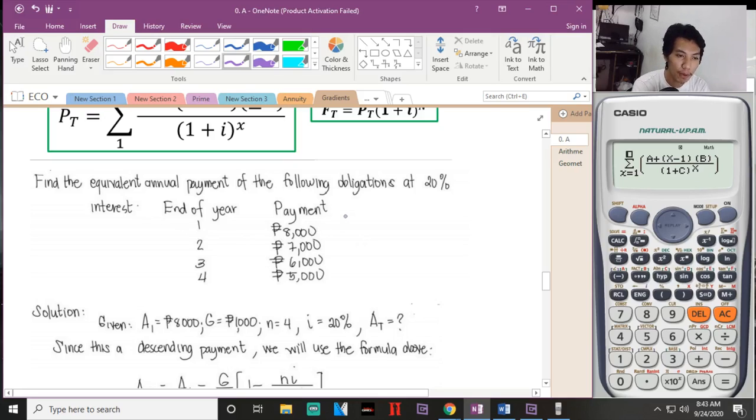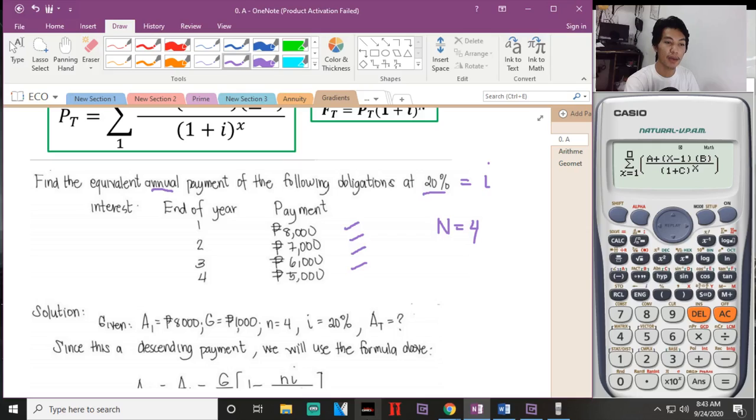Now, you have 4 series of payments. 1, 2, 3, 4. Therefore, ang N mo is equal to 4. Okay? Find equal annual payment. So, N times 1, 4 pa rin naman. Following obligation at 20% interest. Walang sinabing compound after that, so that is your actual interest rate. Magiging nominal lang yan pag sinabing 20% compounded annually, compounded quarterly, pag may mga ganong words na kasunod. Okay? Sabihin na natin meron dyan suffix.